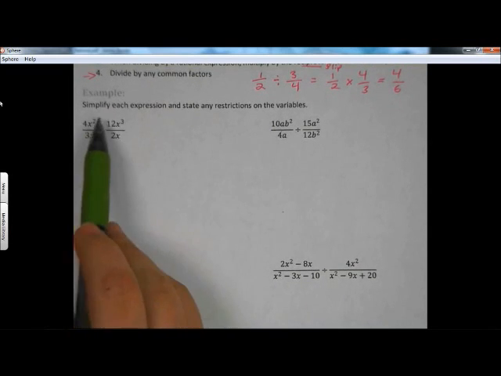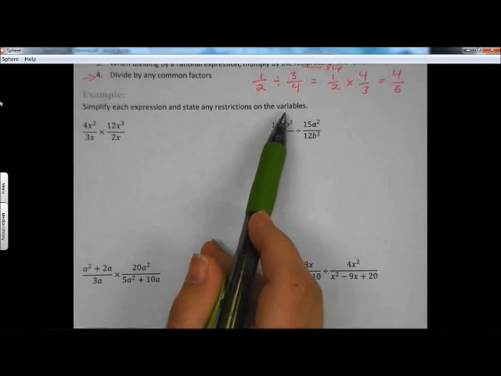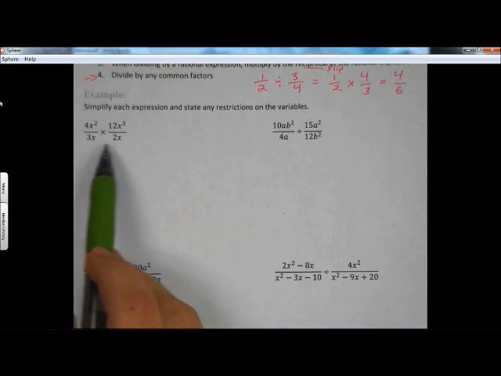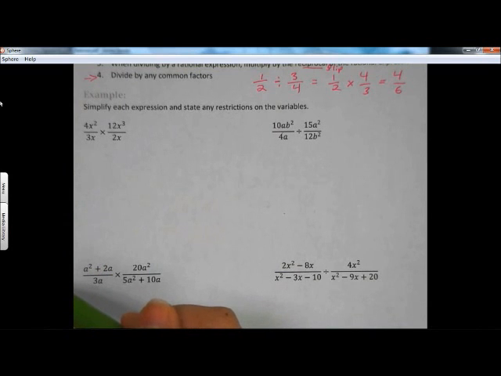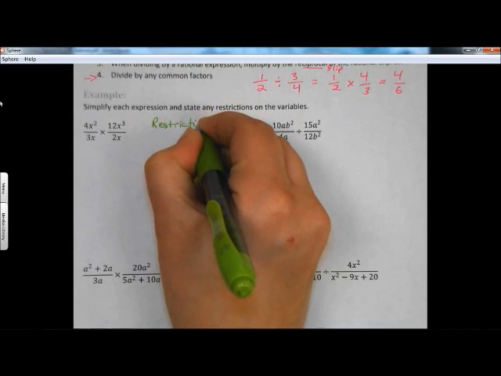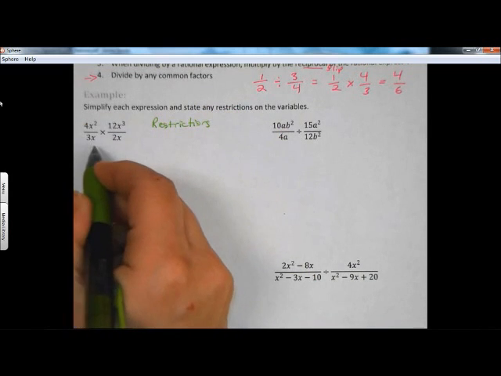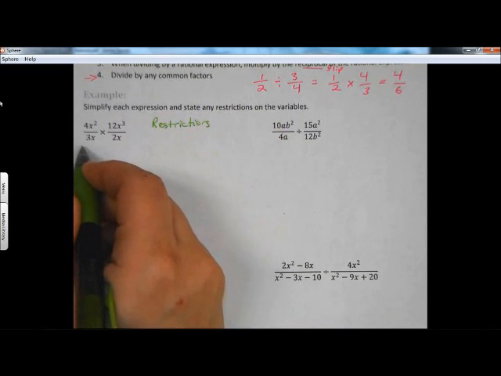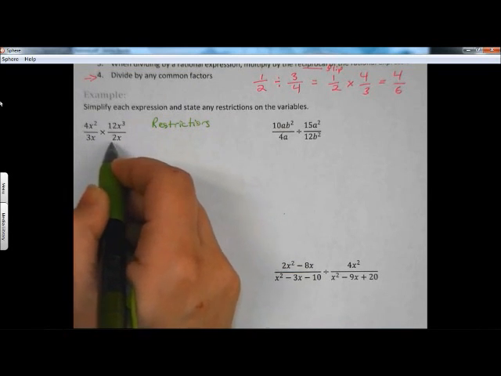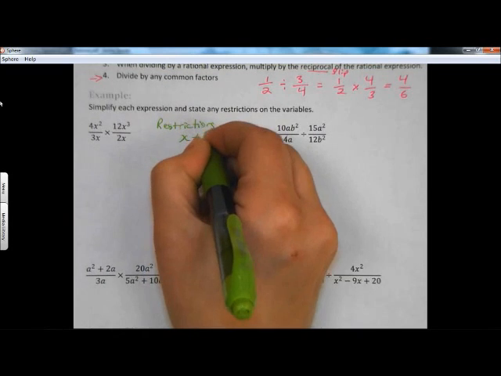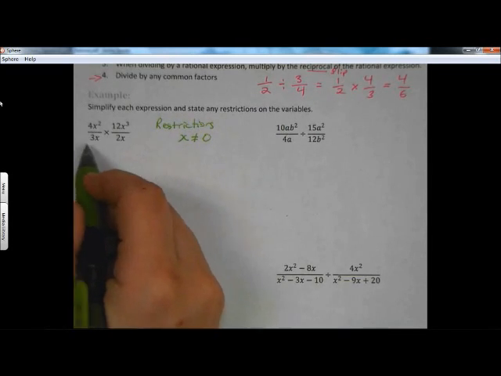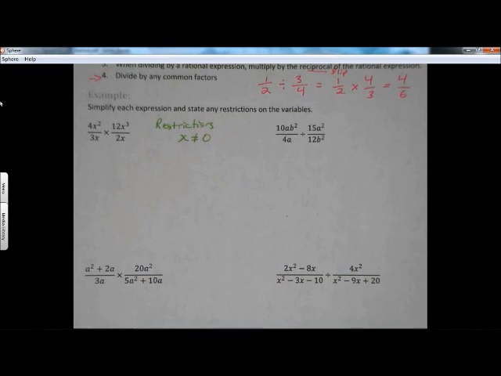Simplify each expression and state any restrictions on the variables. First, can we factor anything here? No, they're all monomials, can't factor. My restrictions: what would make my denominator equal 0? Well, 3 times 0, that would be no good. Or 2 times 0, that would be no good. X cannot equal 0. Restrictions, again, are values that make the denominator equal 0.